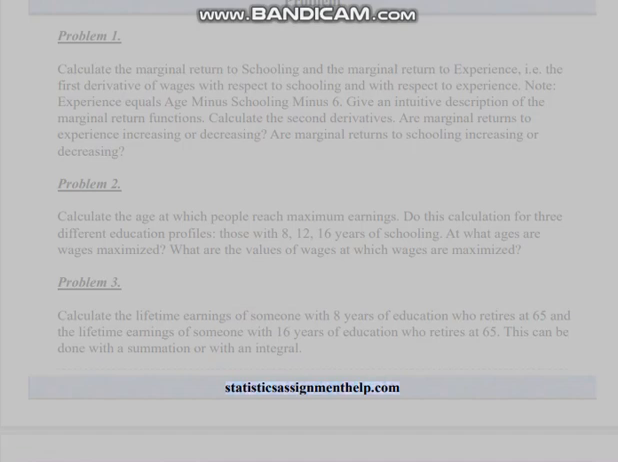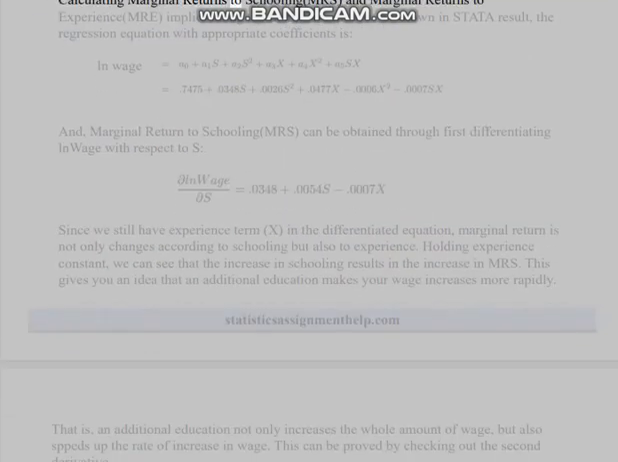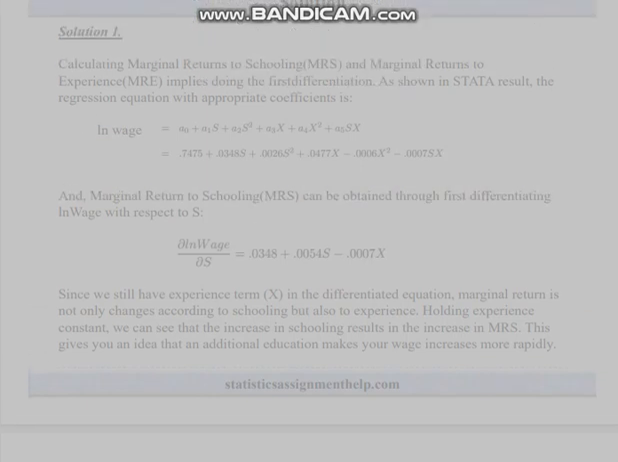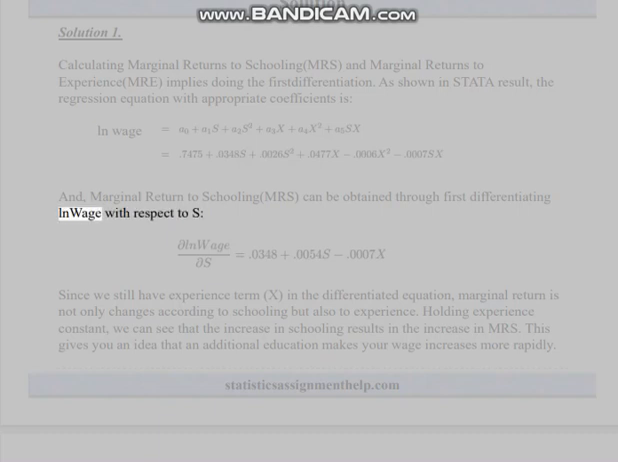Solution 1. Calculating marginal returns to schooling (MRS) and marginal returns to experience (MRE) implies doing the first differentiation. As shown in the STATA result, the regression equation with appropriate coefficients is ln wage. And marginal return to schooling (MRS) can be obtained through first differentiating ln wage with respect to S.